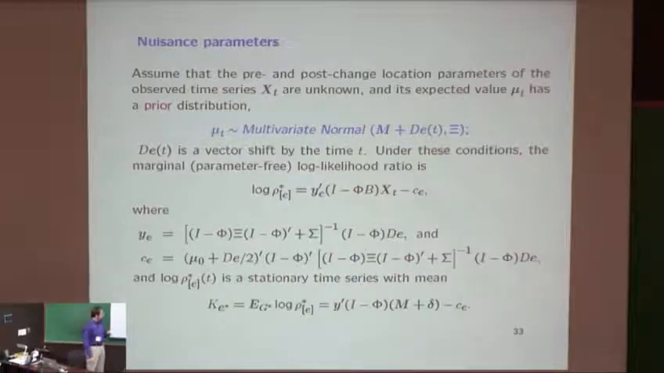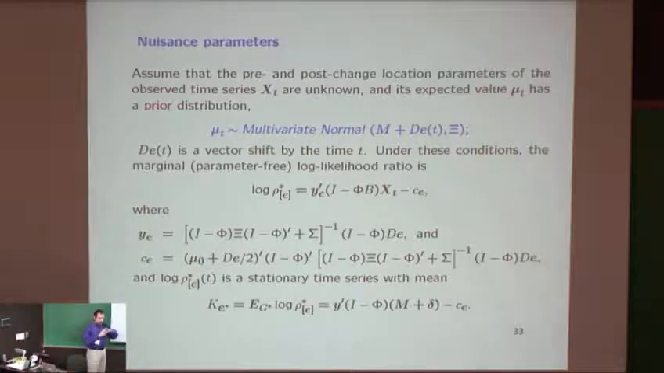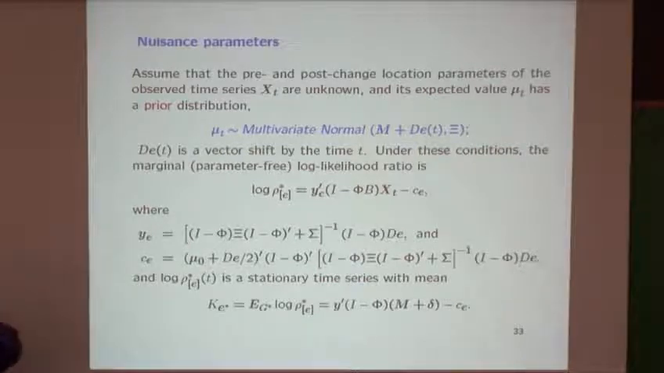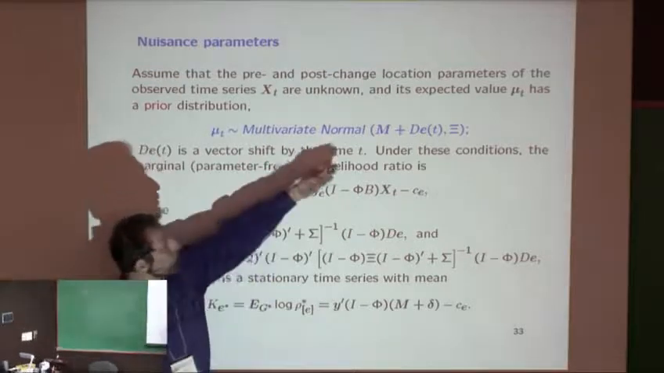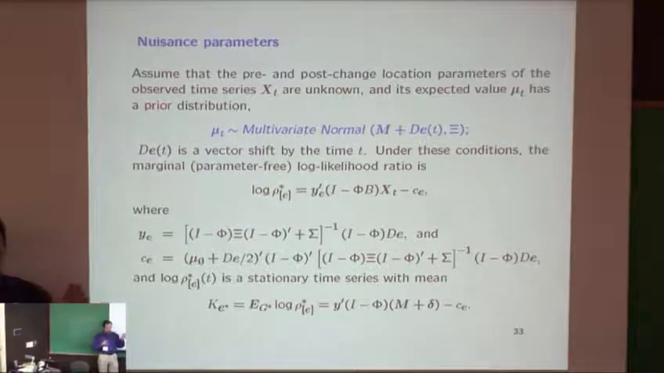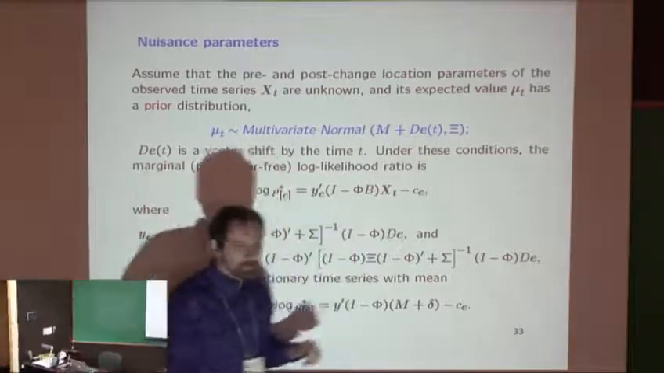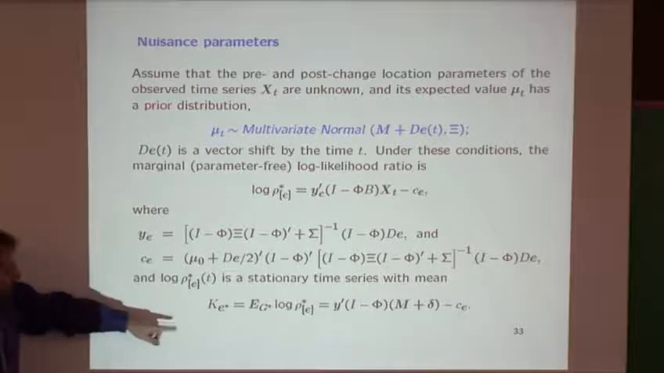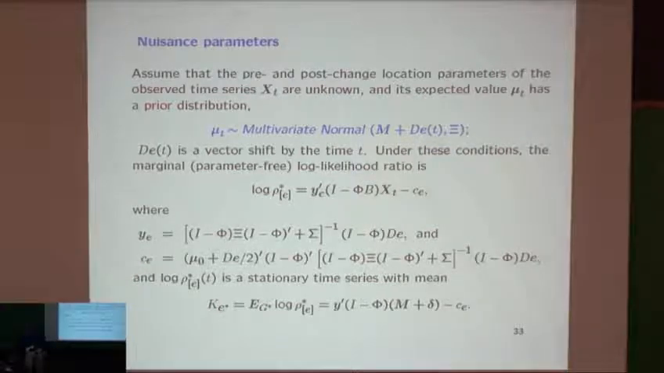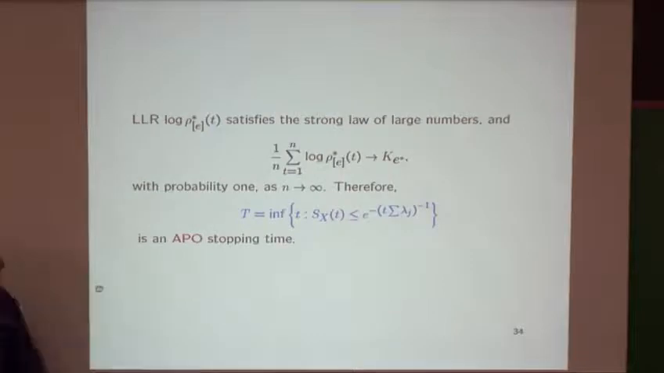Okay, nuisance parameters. Fine. We still have the multivariate autoregressive process. We believe that the mean is changing in some dimensions. I don't know what the mean was, and I don't know what the mean became, but I assume there is a prior distribution, some multivariate normal prior distribution on those means with some prior covariance matrix. Again, I need to verify the strong law of large numbers, and it also holds. Some expressions, a small linear algebra exercise. So this will be an asymptotically pointwise optimal stopping rule.